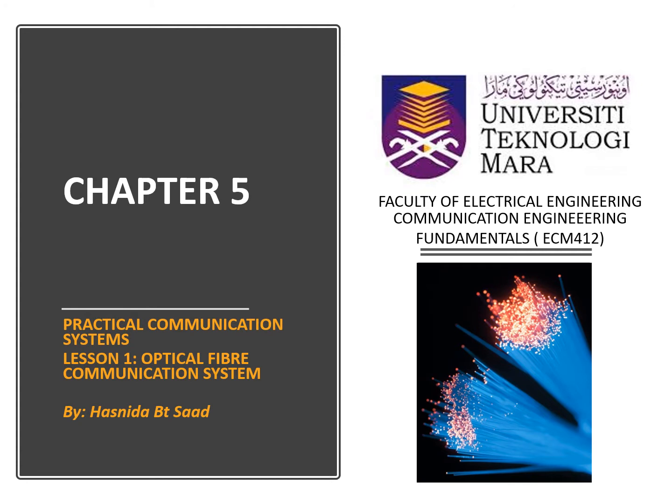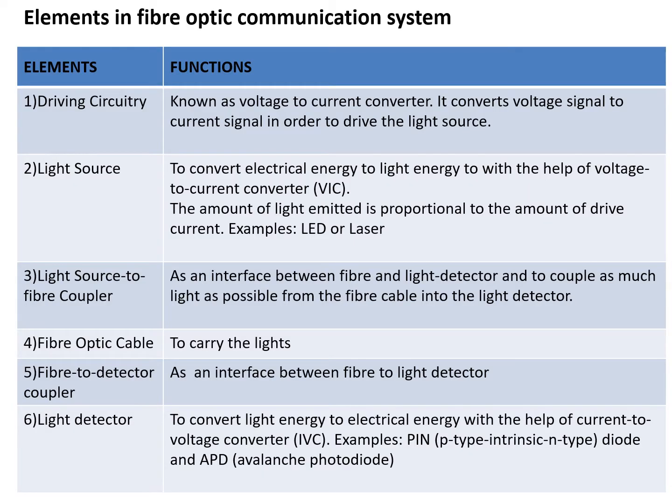Lesson 1, Optical Fiber Communication System. There are 6 important elements in a fiber optic communication system. The first one is a driving circuitry, also known as a voltage to current converter. This converter will convert the voltage input signal into a current signal in order to drive the light source.